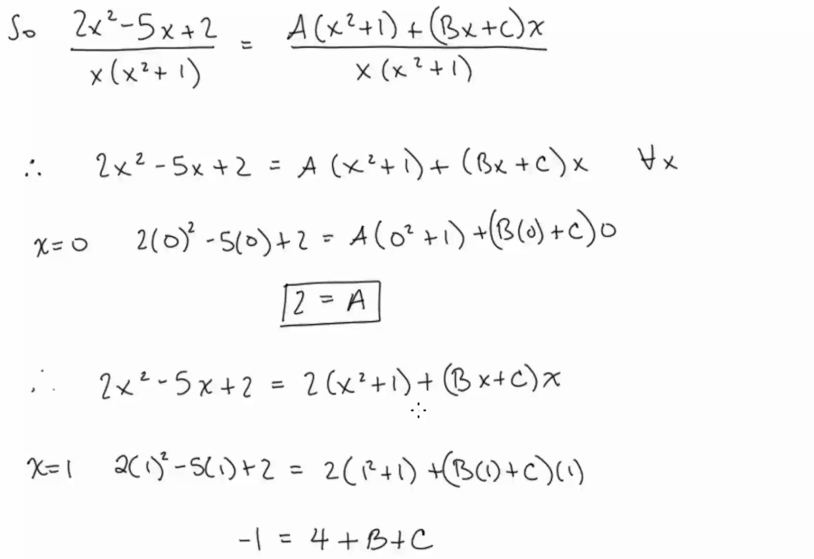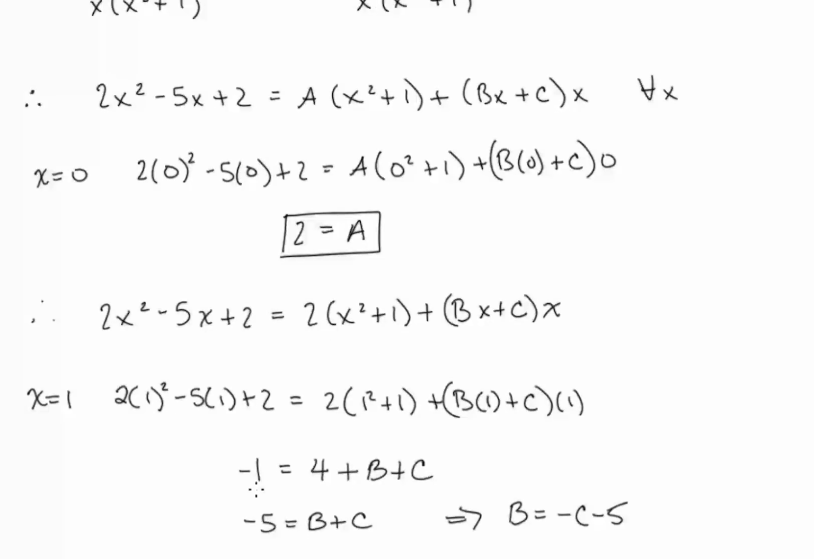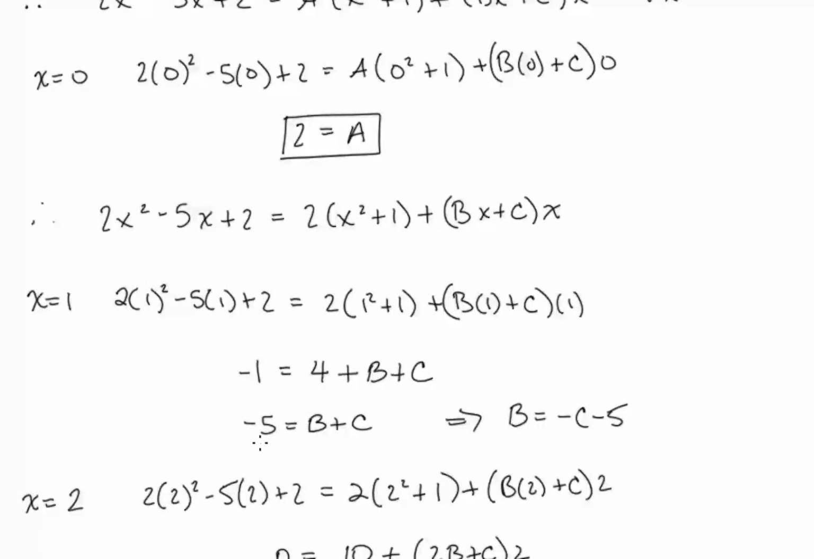Now, we don't really have any other super convenient values for x, so let's just choose some simple values. I'm choosing here x equals 1. On the left-hand side, I get negative 1. On the right-hand side, I get 4 plus B plus C. And so this is telling me negative 5 is equal to B plus C. But that's all it's telling me. I can't solve for either B or C yet.